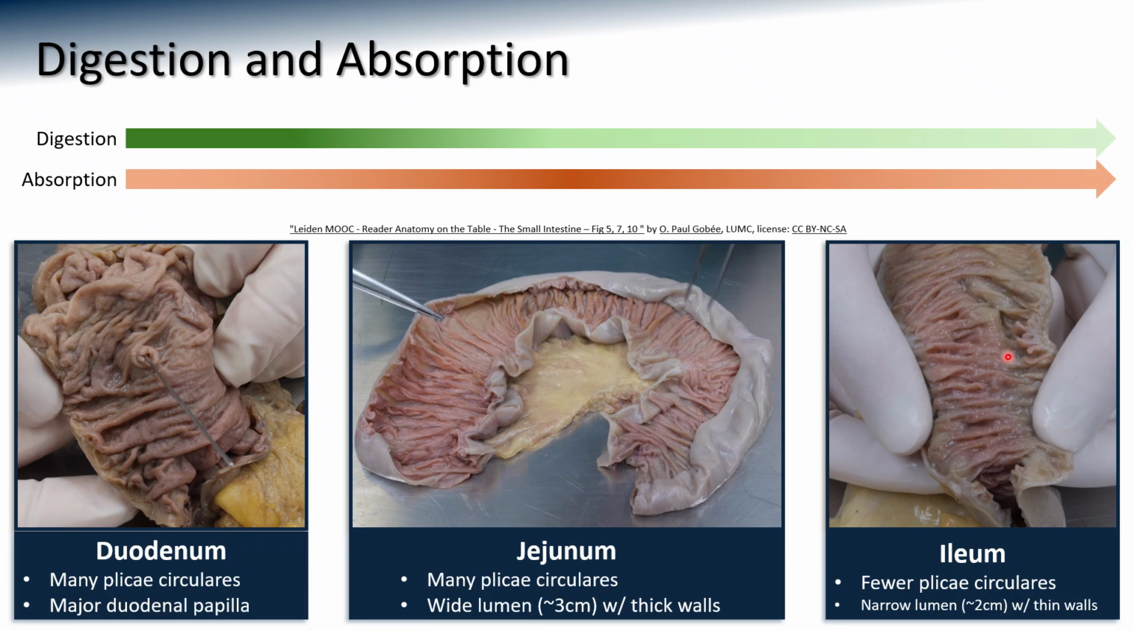Once we get down to the ileum then, we see we have that much narrower lumen, much thinner walls, and much shallower and fewer plica circularies. And this is not because the ileum isn't good at its job. It's just that most of its job is already done by the time it gets there, okay? So we want to think of the ileum as kind of catching the stragglers that haven't been fully digested and fully absorbed by the time it reaches there.